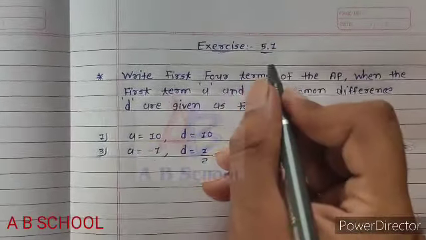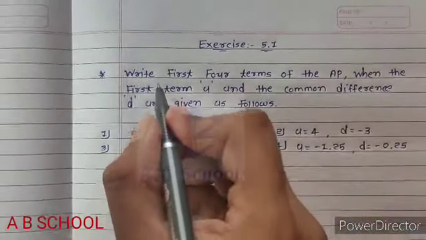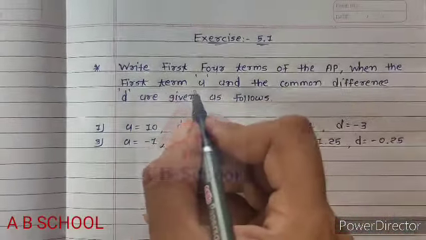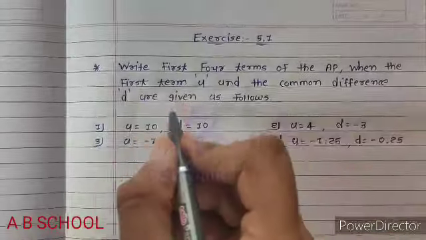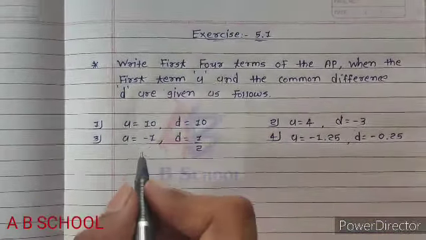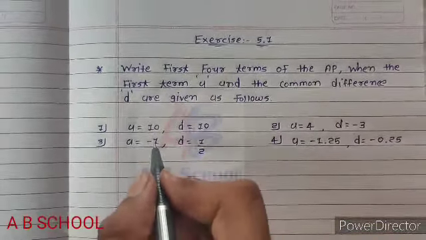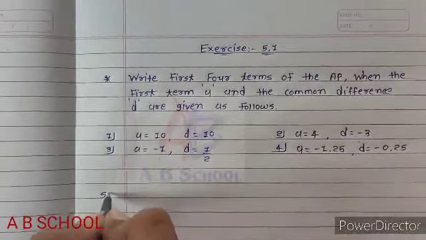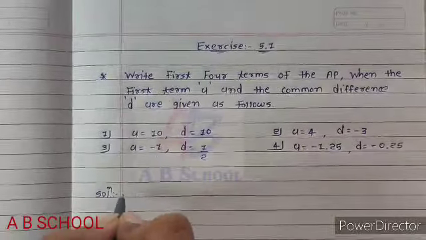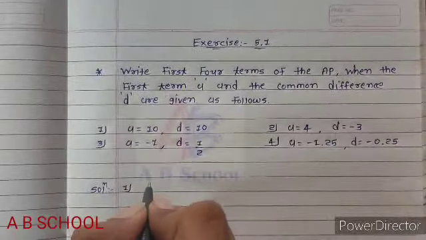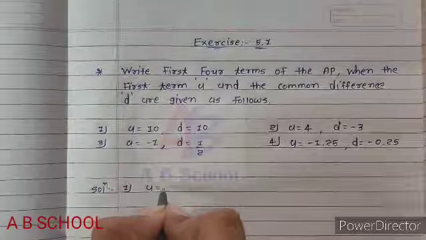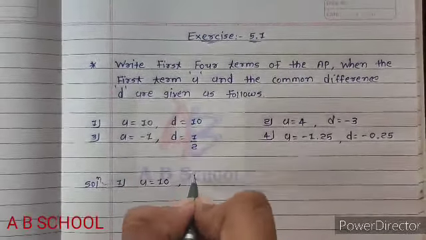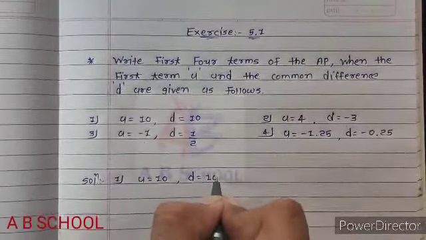Now exercise 5.1. Write the first four terms of the AP when the first term A and the common difference D are given as follows. So number 1, A is equal to 10, D is equal to 10. The value of A, that means the first term of the AP, is equal to 10. Common difference D is equal to 10.